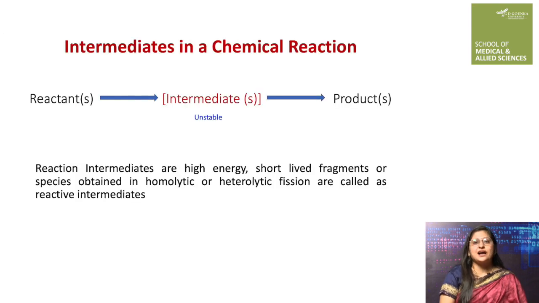A chemical reaction which occurs through two steps, such as SN1 or E1, generally involves the formation of products via reactive intermediates. As also shown in this slide, reactant will first convert to intermediate and then finally to the product. These reaction intermediates are high energy, unstable and short-lived fragments or species which are obtained in homolytic or heterolytic fission.